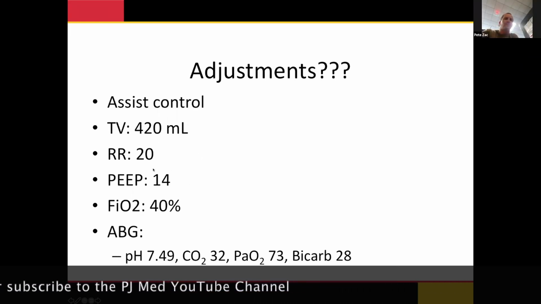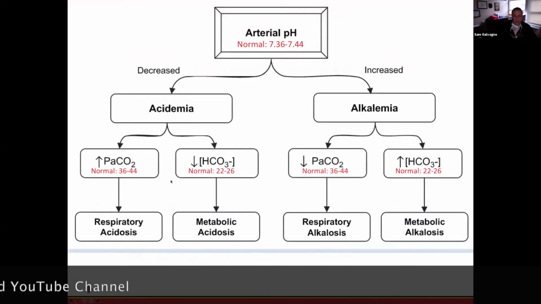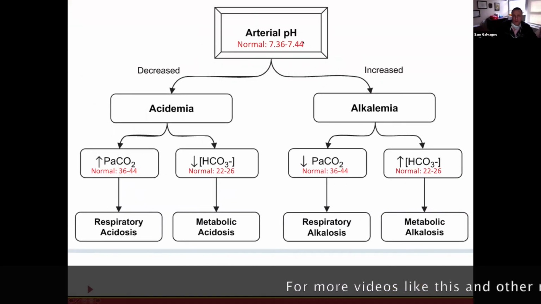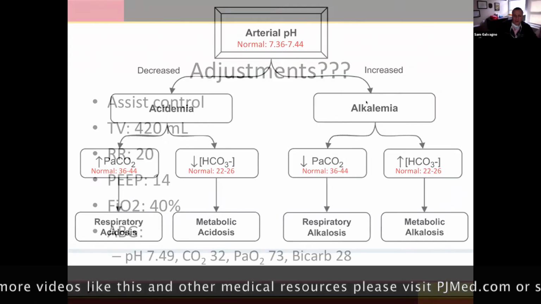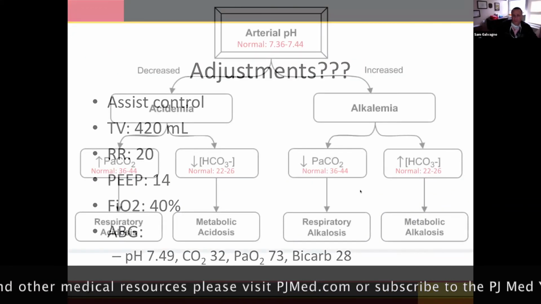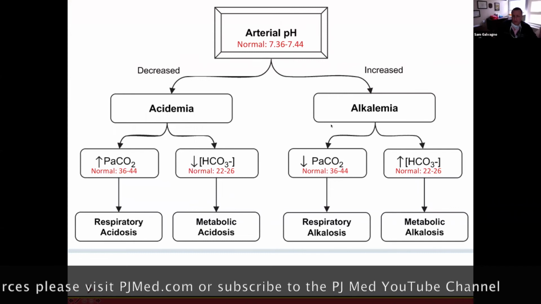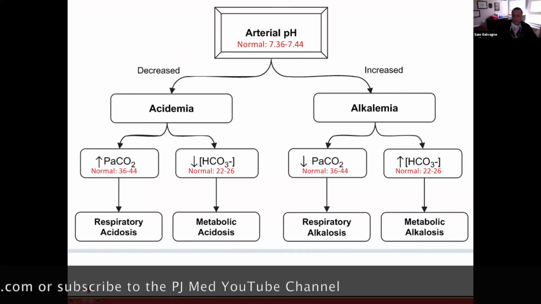Go to 18. Yes, thank you. There you go. So once again, this was a patient who was alkalemic. Their pH was 7.49, so that's above normal. We're in the alkalemic category now. And we've got a CO2 of 32. 32 is low. So we go down this path, and our rate is just a little too fast for this patient. We just need to make a slight adjustment there.